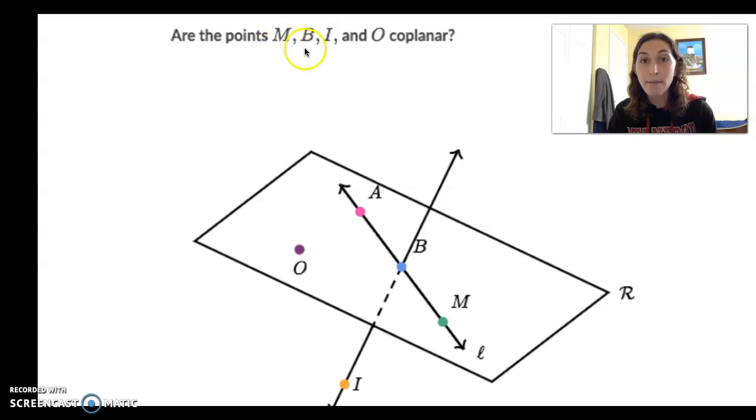Now, are points M, B, I, and O coplanar? So let's see. Point M is right there. Point B is right here. Point I, you can see, is all the way over here. And point O is right there. Now I can see everything that lies in the plane, and you can see the italicized letter there, on plane R. I can see here that I does not lie on the plane. Therefore, all of these points are not coplanar. They do not all lie on this plane.